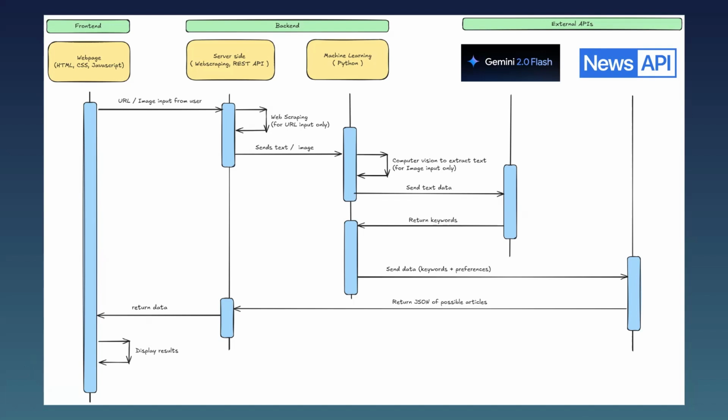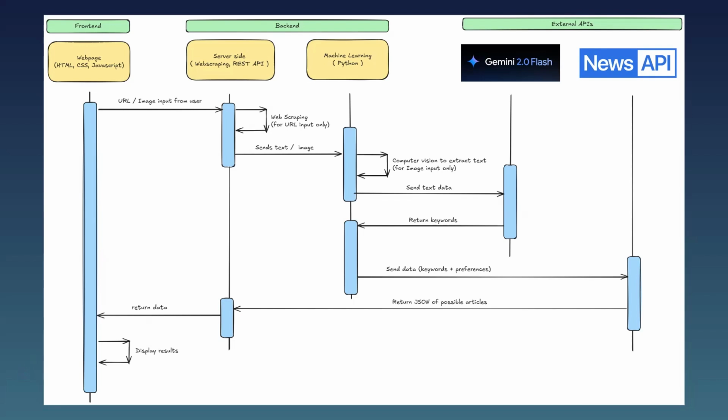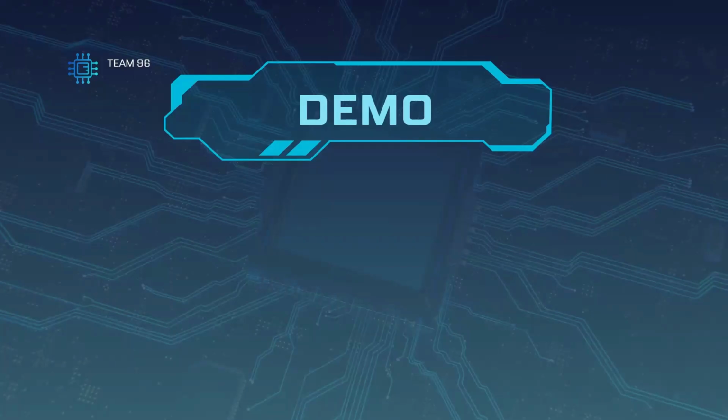The machine learning engines analyze the contents, generate keywords, and return them to the backend. In the final step, the backend communicates with the external news API to retrieve relevant articles based on these keywords, which are then displayed to users. This architecture ensures efficient verification by cross-referencing user content against trusted news sources. We will now be showing a demo of our working prototype.